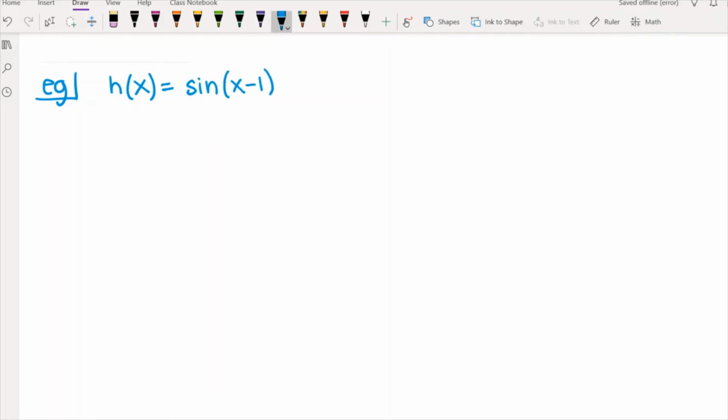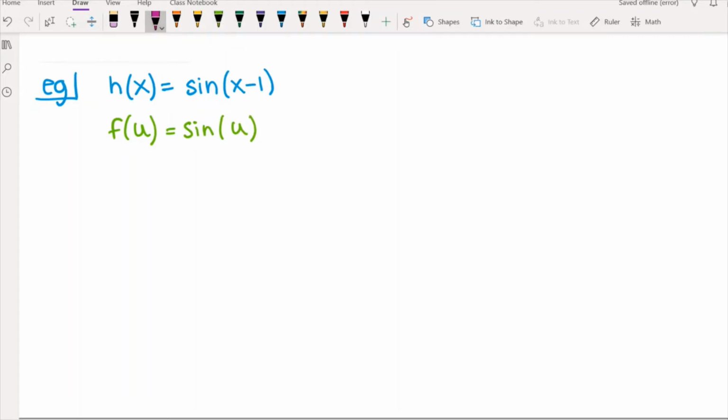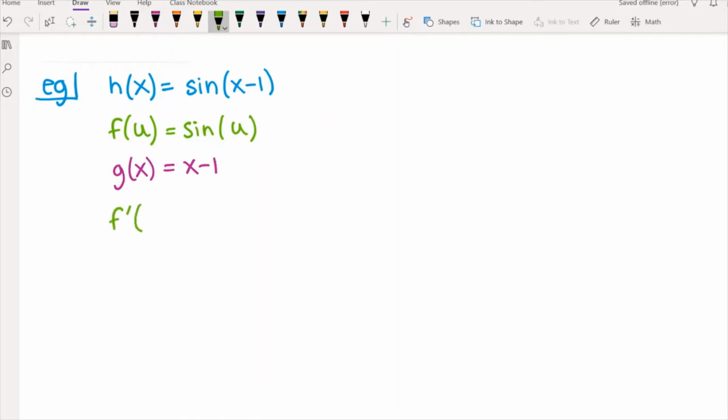So in this case, the outer function, and I guess I should switch up my colors again, the outer function in this case is sine of u. And the inner function is x minus 1. So the outer derivative is going to be cosine of u, and then we can replace that with x minus 1.